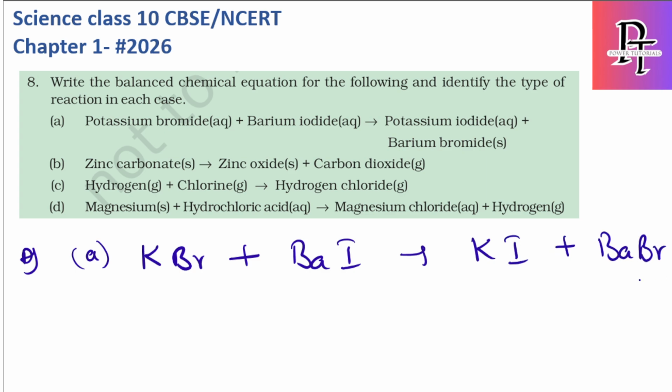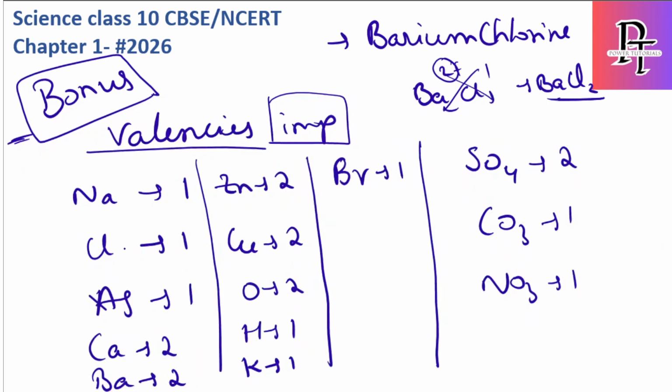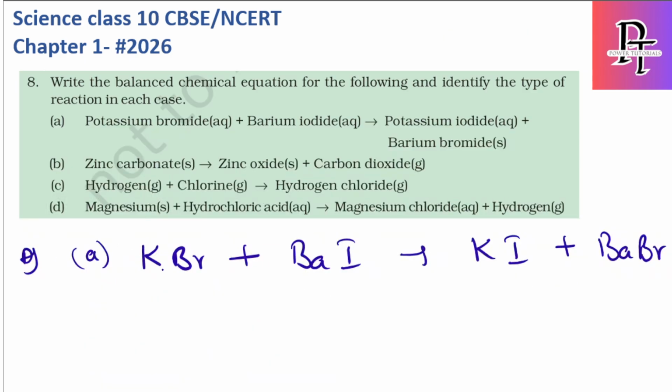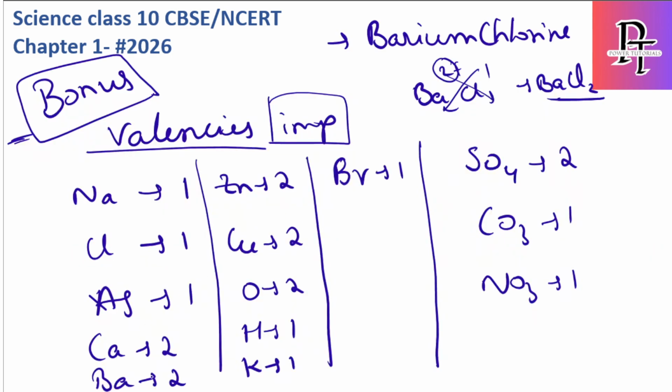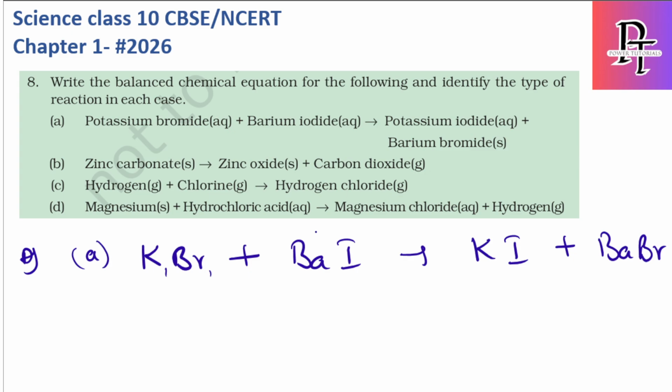I haven't written the numbers because I will explain how to write the numbers. Potassium bromide, let's see, potassium is 1, bromine is also 1, so there is nothing to change, it is just KBr. What about barium iodide? Barium is 2, iodine is 1. So barium is having 2, iodine is having 1, so if you just interchange it becomes BaI2.